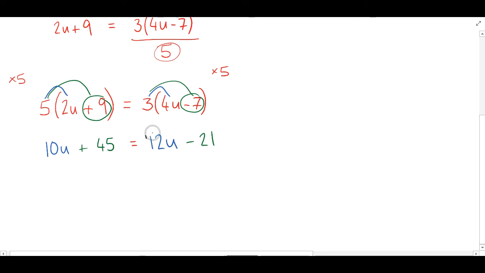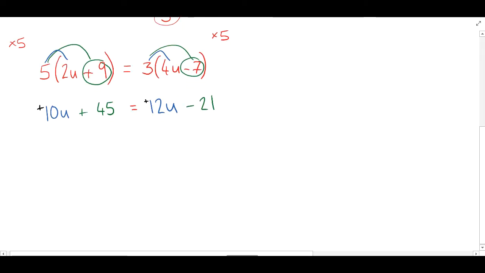And both of these are positive numbers, positive 10u and positive 12u. We're going to choose the side with the fewest number of u's on it. So the left-hand side has 10u, the right-hand side has 12u. It's therefore this one that I want to get rid of. So I need to do the inverse of plus 10u. So I'm going to take away 10u from this side, and therefore I also need to take away 10u from that side.